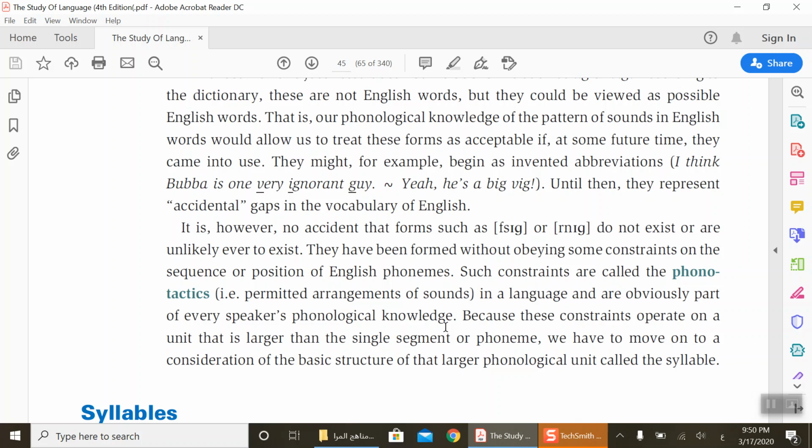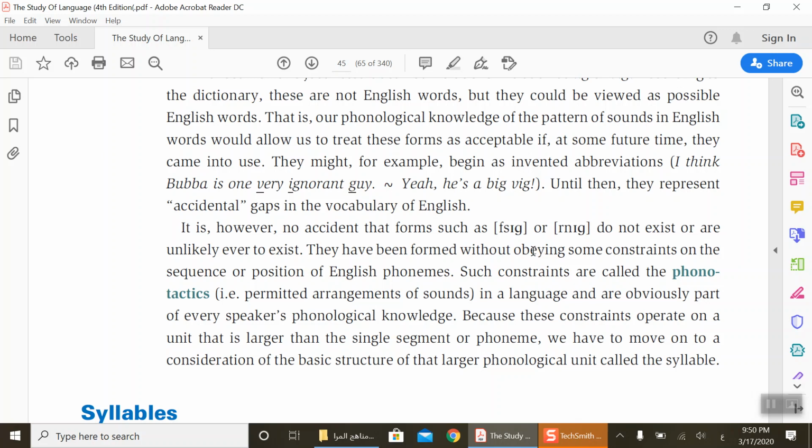Phonotactics studies or deals with the ways in which phonemes are allowed to combine in a particular language. These are the permitted arrangements of sounds or phonemes in a language. This is phonotactics. So words like "physik" or "reneg", we don't have these words. They do not exist.